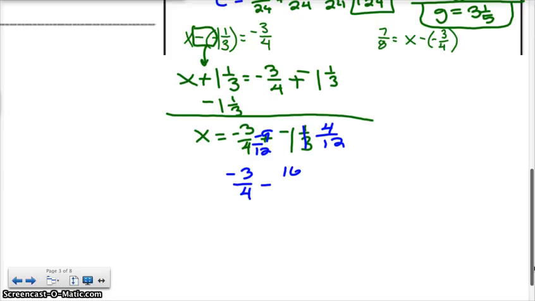And leave it like that. This is 12. Which turns into a negative 19/12, which is negative 1 and what? 4? Wait, 7/12. Negative 1 and 7/12.